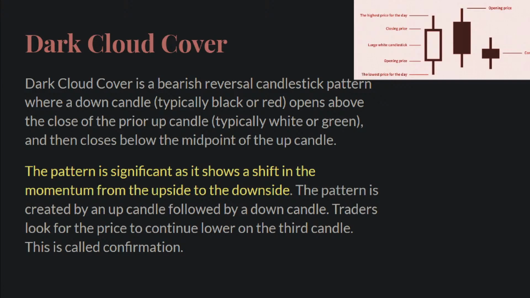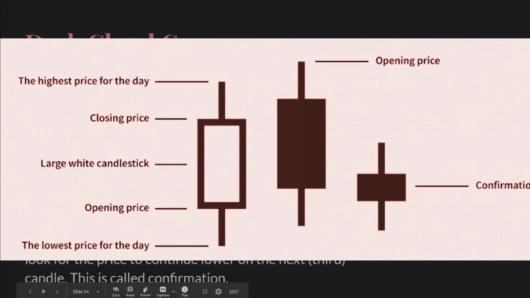It's kind of signaling that trends have reversed, and it shows that the momentum from the upside has shifted to the downside. The pattern is created by an up candle followed by a down candle, and traders look for the price to continue lower on the third candle to give it confirmation. All right, and then this is what it looks like here. So we've got our green candle here.